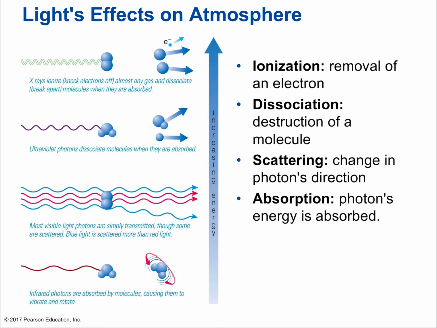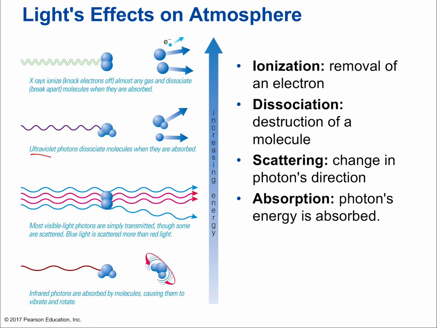So this is quite interesting. First, light's effect on the atmosphere. There's a few things that can happen. We can have ionization, which is removal of an electron, and that can happen due to incoming energy. X-rays, for example, have enough energy to ionize the atoms in the atmosphere, which is a high energy process, just knocking an electron off. We can also have dissociation, which is destruction of a molecule. This is also a fairly high energy process, but less high energy.